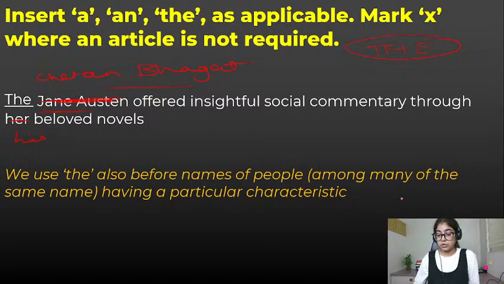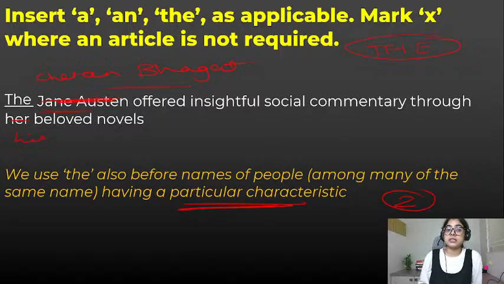So the second rule is we use the also before names of people which are actually common among many of the same name, having a particular characteristic. Okay, somebody who has a specific history, the Stalin, the Hitler. Okay, बहुत Hitlers हैं, but if I'm talking about that specific one, then I have to use the in front of them. So this is the second rule. Okay, now let's proceed to the next rule.